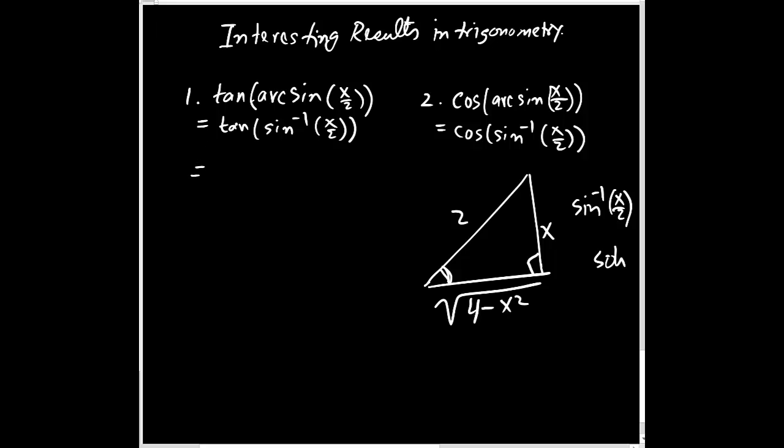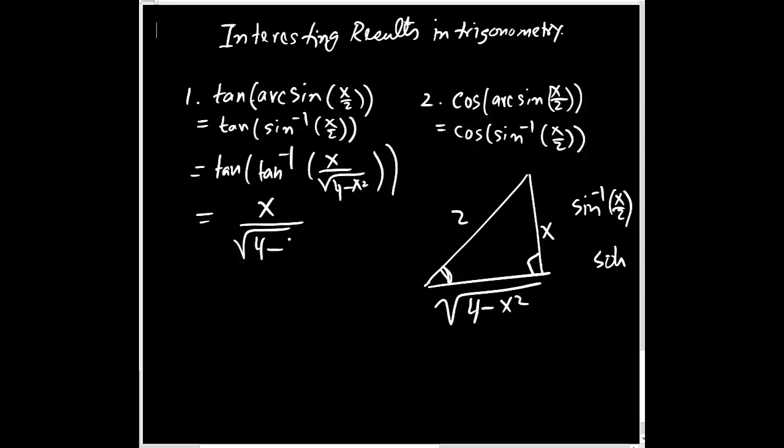Now we are almost done. So for this problem, tangent sine inverse, I can write this as tangent tan inverse. So tan inverse is this over this, meaning opposite over adjacent. So we write x over square root of 4 minus x squared. Since it is tangent, we take opposite over adjacent, and tangent and tan inverse cancel out, so you get x over the square root of 4 minus x squared. Now you can easily write this answer here, number 2.